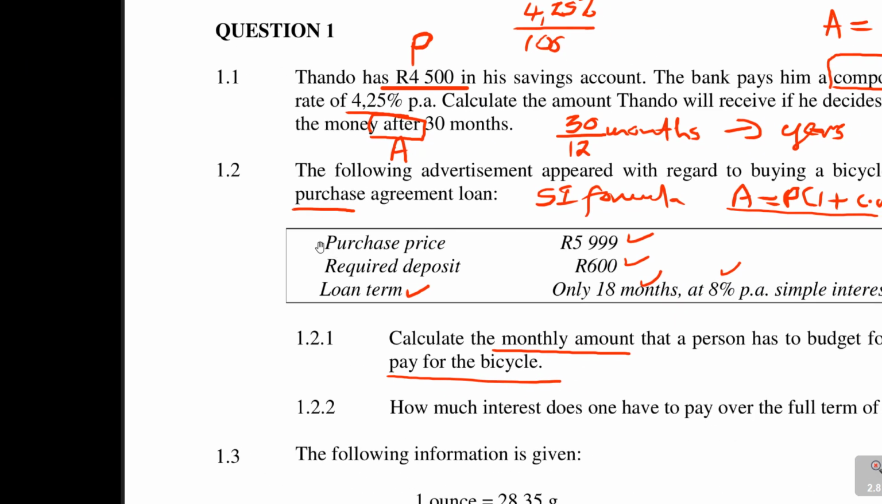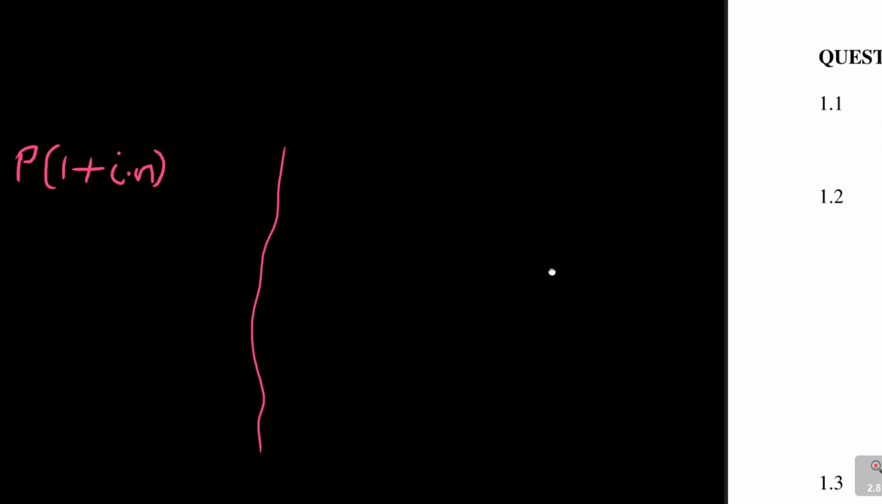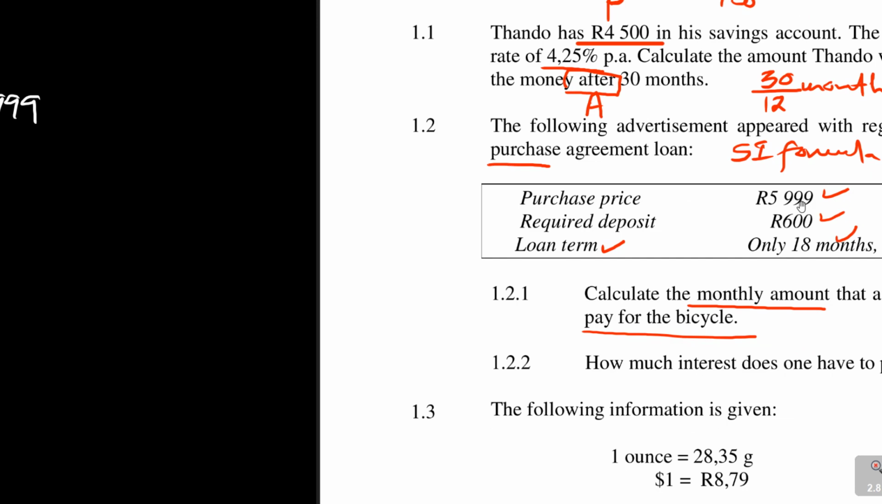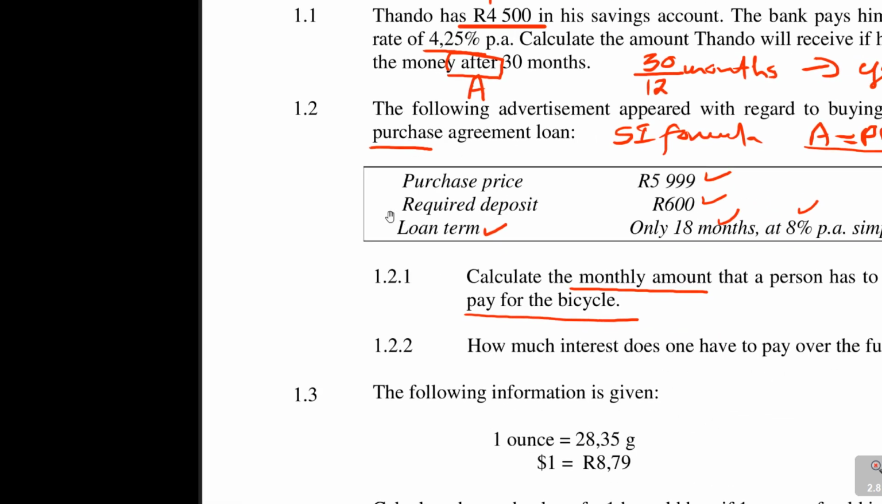So what did they give me? Purchase price. You see, you are starting with this price. Purchase today, what are you going to purchase it at? So that is your principal. Therefore, it's 5,999. This is what you are starting with. So that's your P.